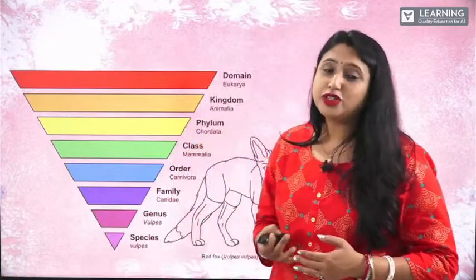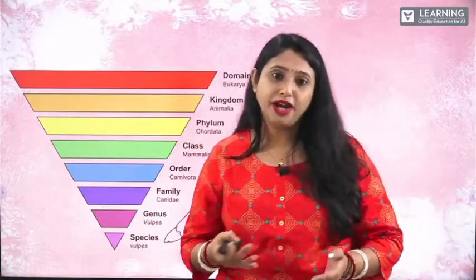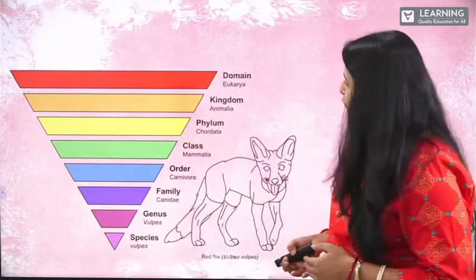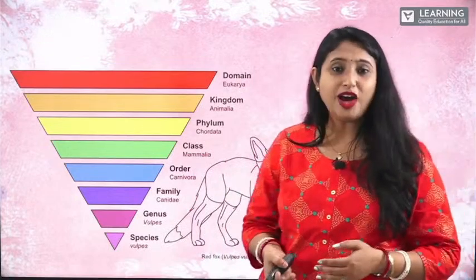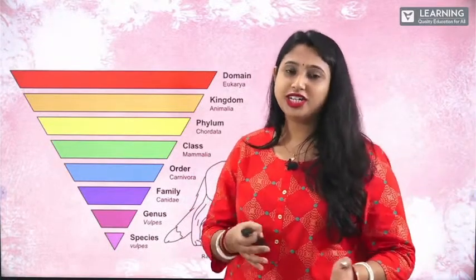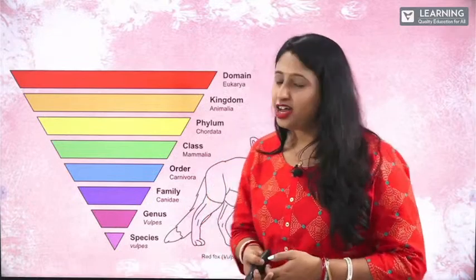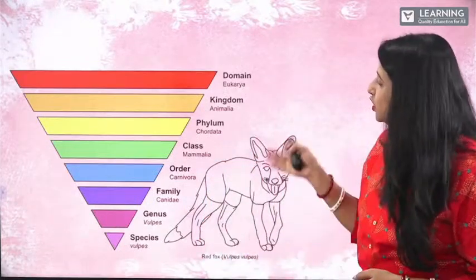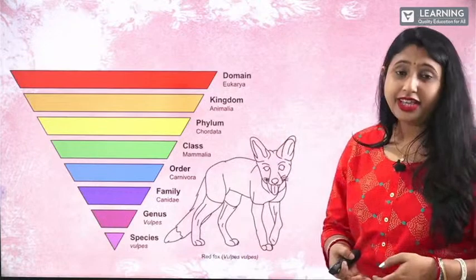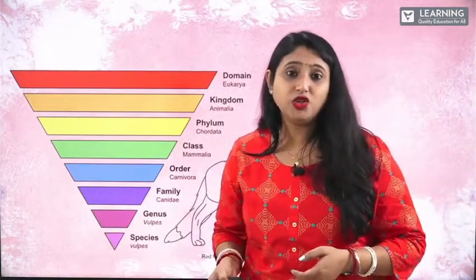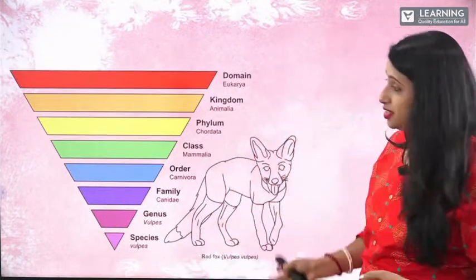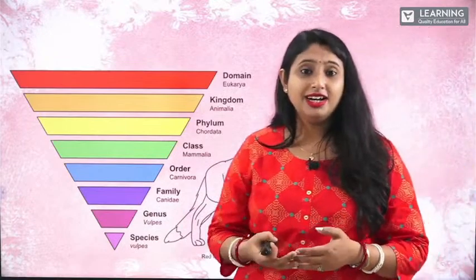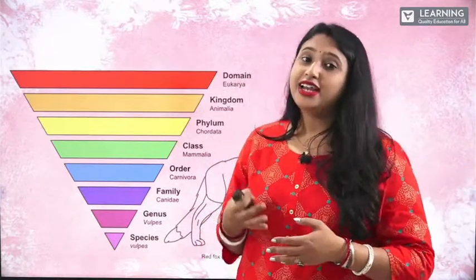Now let us explore the syllabus of class 11 biology. Can you identify this picture? When you have seen this, you have also studied it in your lower classes. What you can see here is species to kingdom to domain, that is from the lowest category to the highest category. What is this? Yes, taxonomic classification.